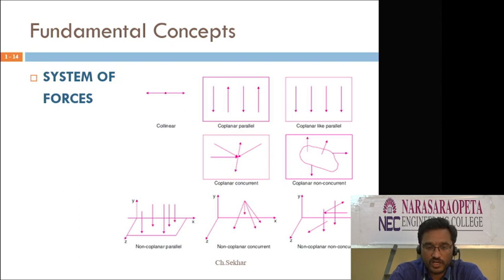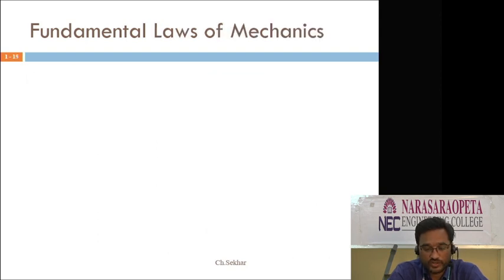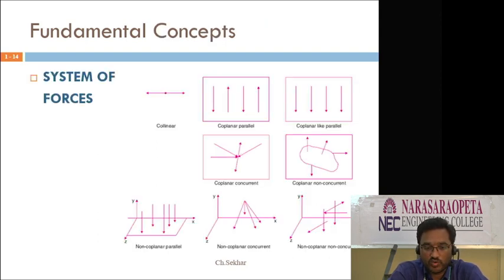And another one is the non-coplanar concurrent force system. Here, the lines of action of all the forces meet at a single point, but the forces are applied in different planes. This diagram shows the non-coplanar concurrent force system. Another one is non-coplanar non-concurrent. Non-coplanar means two or more forces acting in different planes, and their lines of action do not meet at a single point. That is called non-coplanar non-concurrent forces.